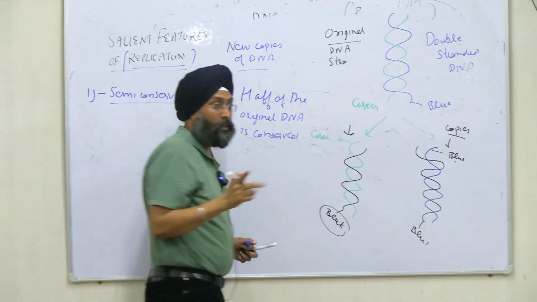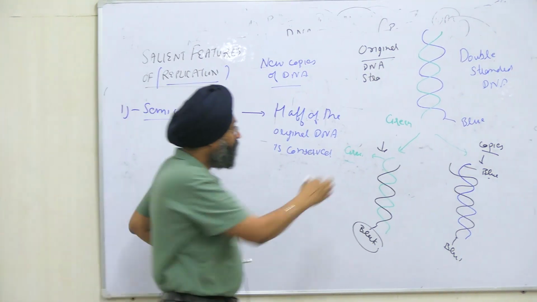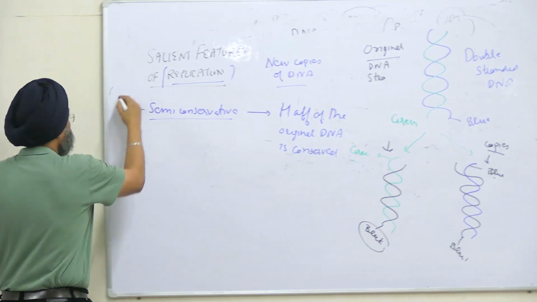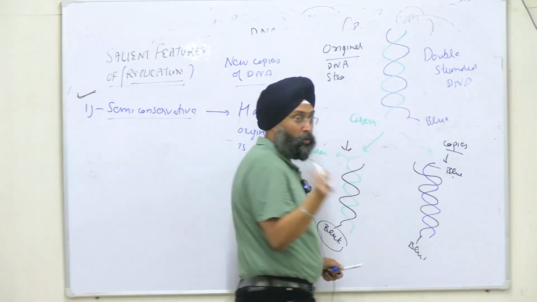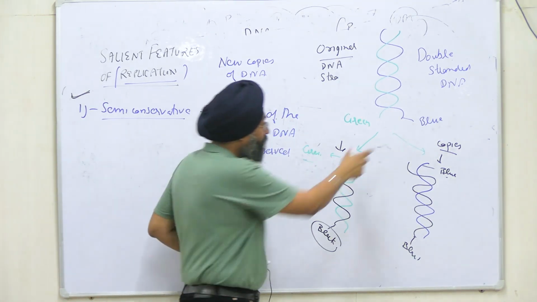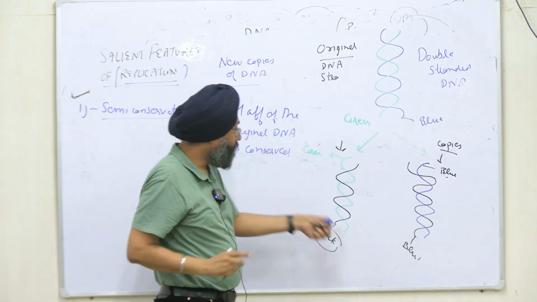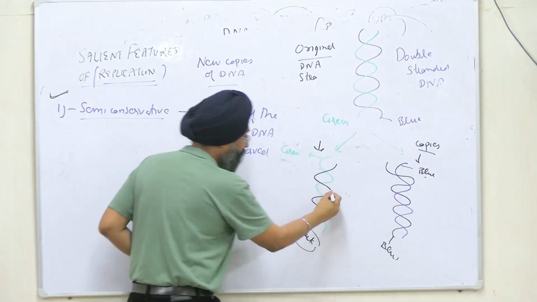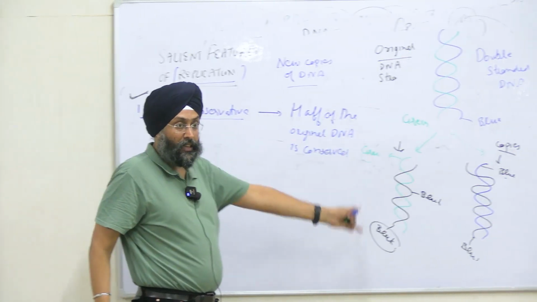So the first rule is clear. During replication, that means forming daughter copies from parent DNA, half of the original DNA is always conserved. This is the first rule of DNA replication. How? Because we had two strands, one green in color and one blue in color, right? During formation of copies, half of the strand was conserved in both the two copies. We got the green strand here and the blue here, and the rest, the new strand, was our black one. So replication is done now.